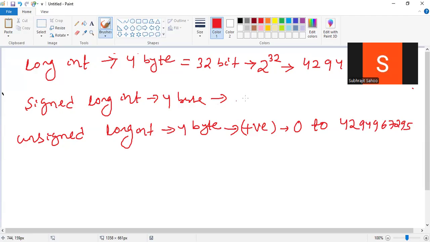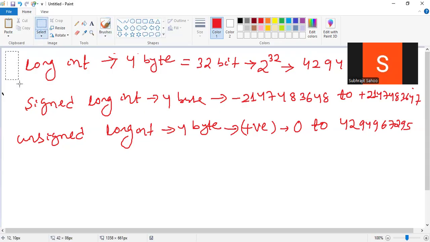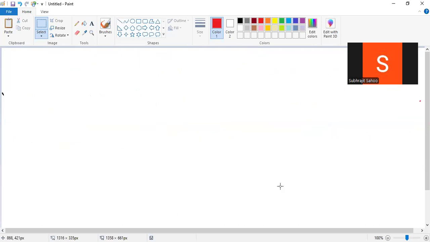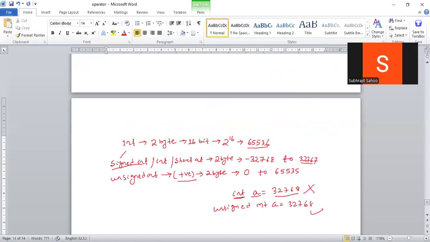So the range comes as minus 2147483648 to plus 2147483647, right? Up to this range we can store in the long integer. This is a note I will add there: the long integer range.